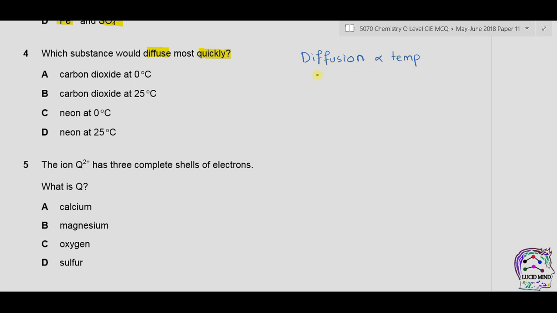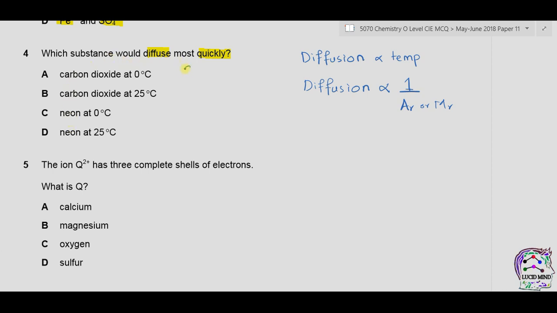The second thing is the molecular mass. Diffusion is always inversely proportional to molecular mass, or atomic mass if this is a single atom. It means a lighter gas will diffuse faster while a heavier gas will diffuse slower. In options A and B we have carbon dioxide, while in options C and D we have neon.